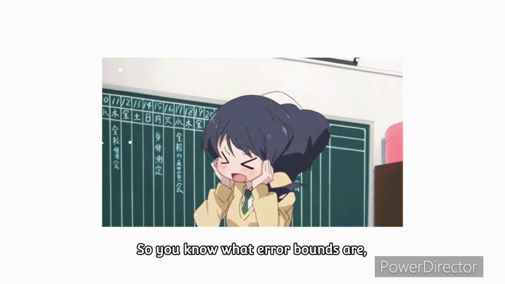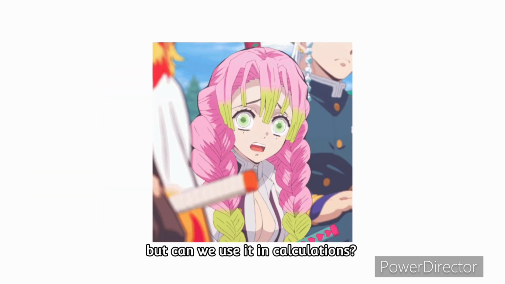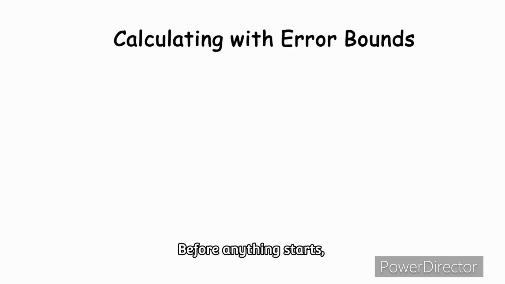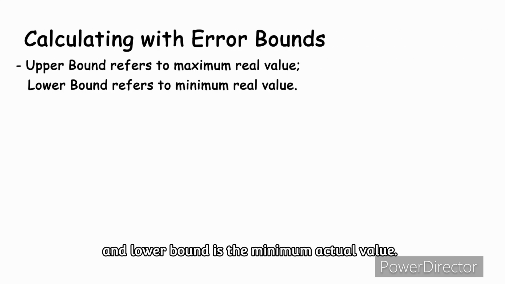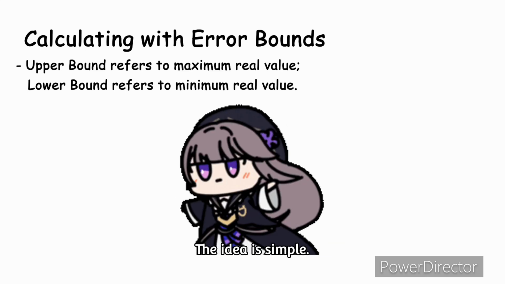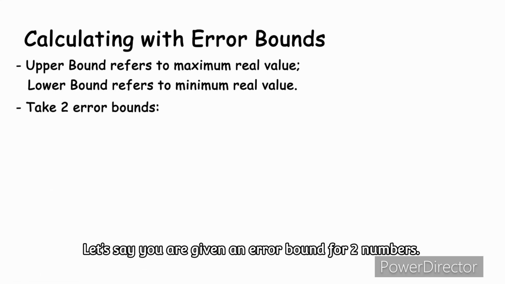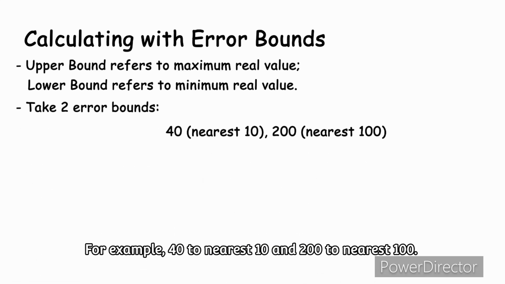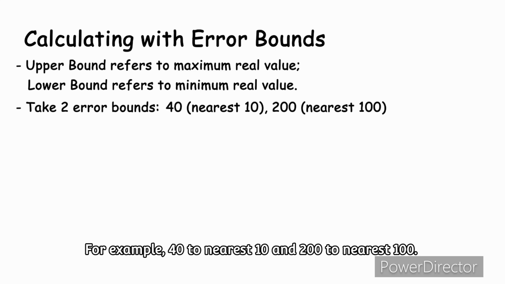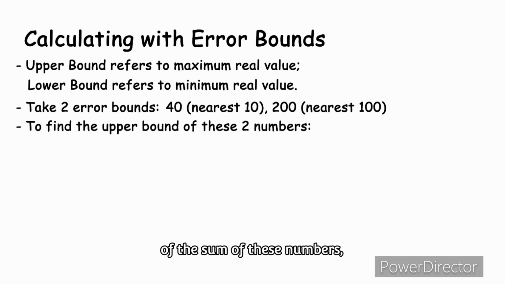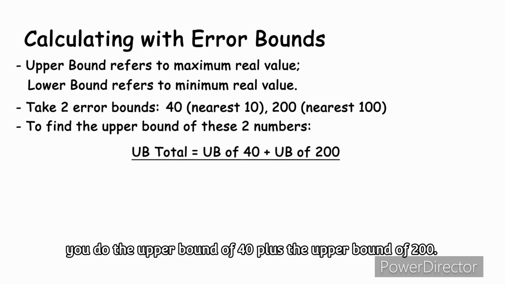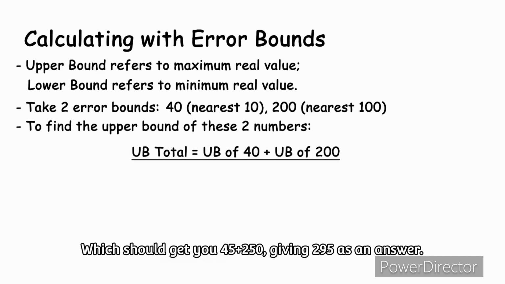So you know what error bounds are, but can we use them in calculations? The answer is yes. Before anything starts, just a reminder that the upper bound is the maximum actual value and the lower bound is the minimum actual value. The idea is simple. Let's say you're given an error bound for 2 numbers, for example, 40 to the nearest 10 and 200 to the nearest 100. If you want to find the upper bound of the sum of these numbers, you do the upper bound of 40 plus the upper bound of 200, which should get you 45 plus 250, giving 295 as an answer.